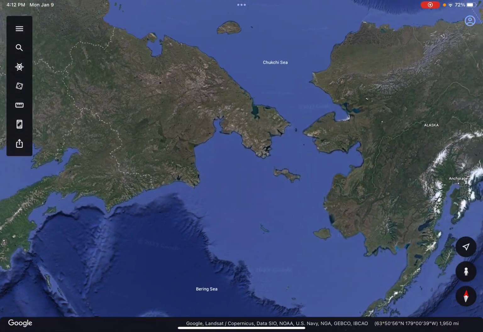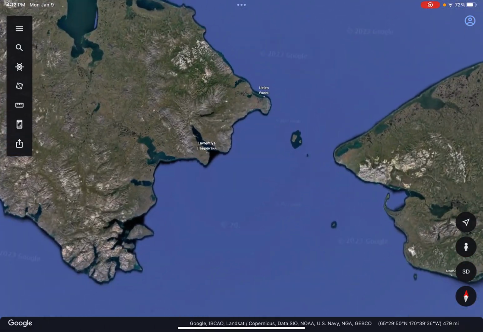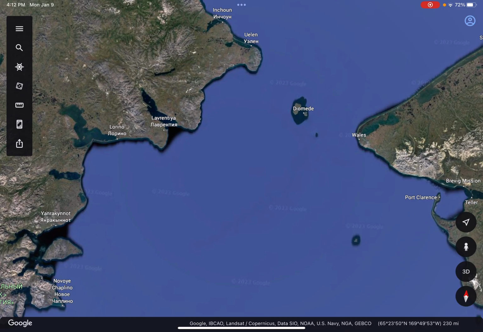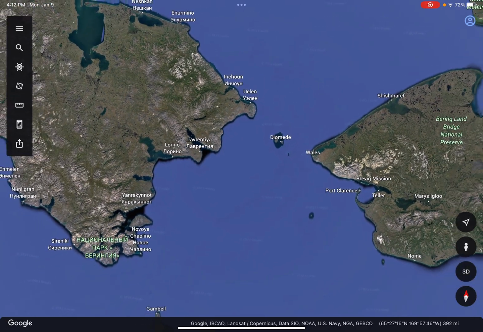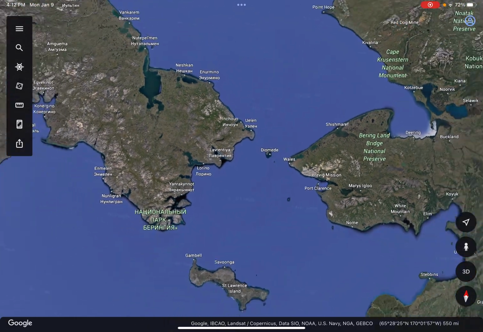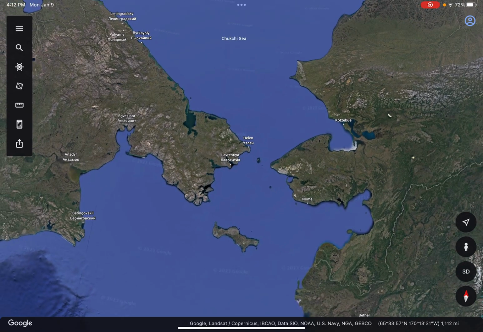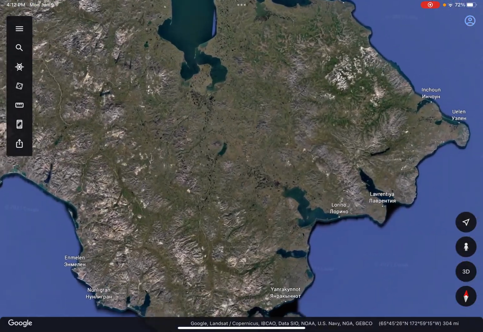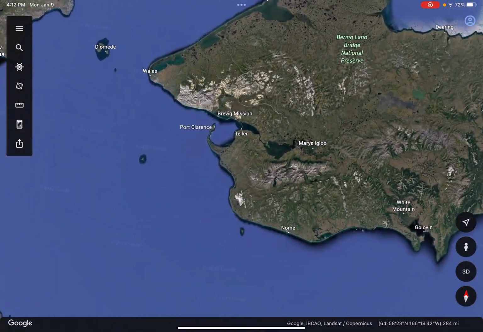This area here is known as the Bering Straits. You're more than welcome to look it up on your own map, right? Today, if you go here, it's water. But thousands of years ago, this was actually connected by ice. So people were able to actually cross from the old world to the new world.